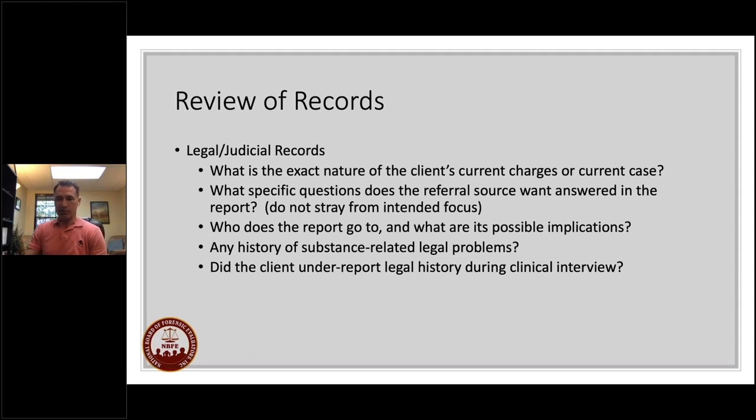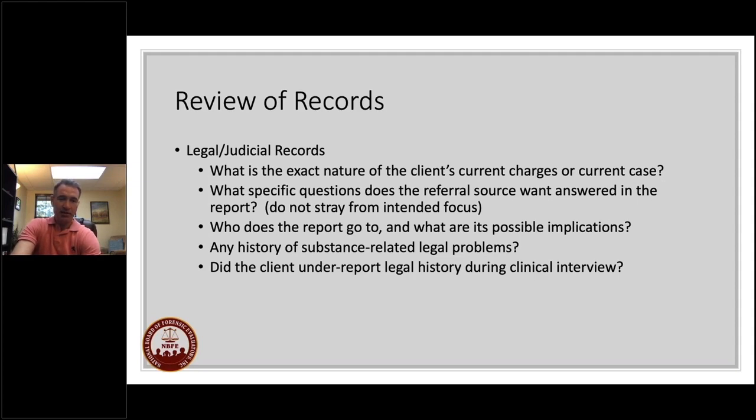Let's get into our records review now. So first we have legal and judicial records. What is the exact nature of the client's current charges or current case? What specific questions does the referral source want to have answered in your report? Do not stray from that.